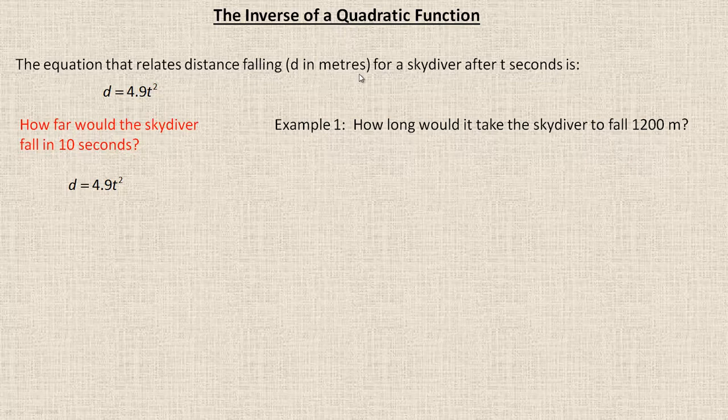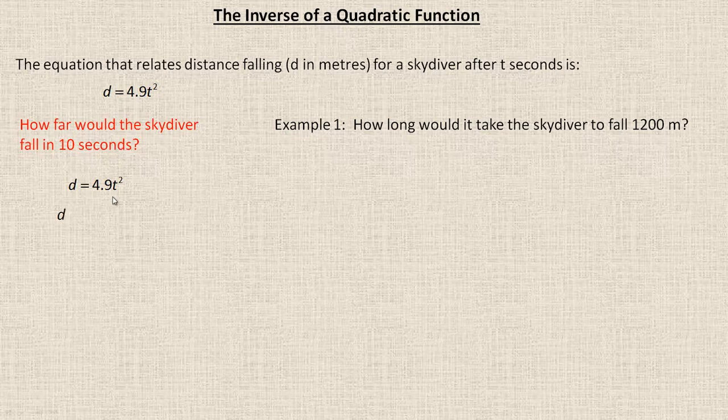In this tutorial, we're going to take a look at the inverse of a quadratic function, and we're going to start with this example. The equation that relates distance, where d in meters is the distance falling for a skydiver after t seconds, is d equals 4.9 times the time squared. And so we're asked here, how far would the skydiver fall in 10 seconds? So that's not an inverse question at all, but that's where we're going to start.